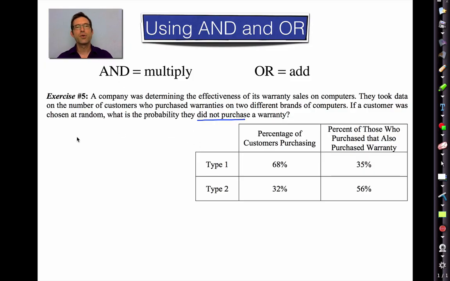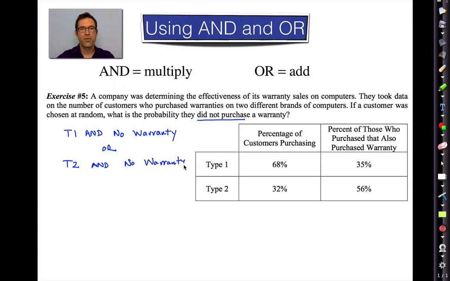Well, if a customer did not purchase a warranty, they sort of fell into 2 categories. They got type 1 and no warranty, or they bought computer type 2 and they got no warranty, right? So that's what I'm trying to find the probability of. Here's my event. Now, these two events don't overlap at all because type 1, type 2, you either bought one or you bought the other.